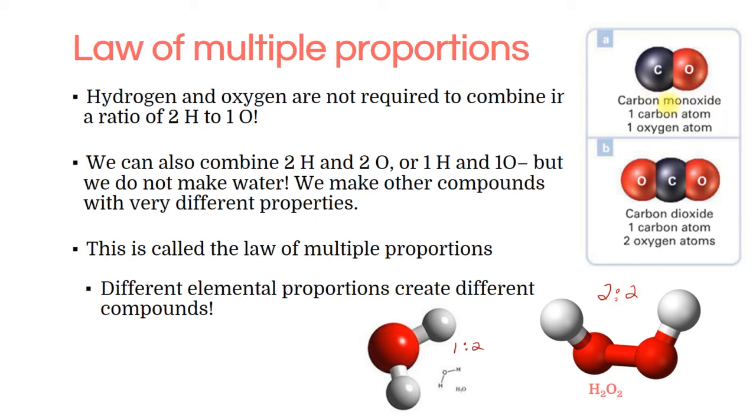Carbon and oxygen in a 1-to-1 ratio creates carbon monoxide, which is highly poisonous. Carbon dioxide is just fine. You breathe it out all day long and it doesn't cause you any problems. Okay. That's what the law of multiple proportions says. If you have different proportions of your elements, it's going to make different substances.